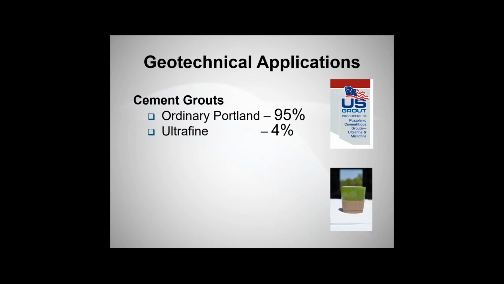Ordinary Portland cement has a typical micron range from 75 to 100 microns on average. But ultrafine cements, and I'm grouping in microfine, ultrafine, superfine all into one.